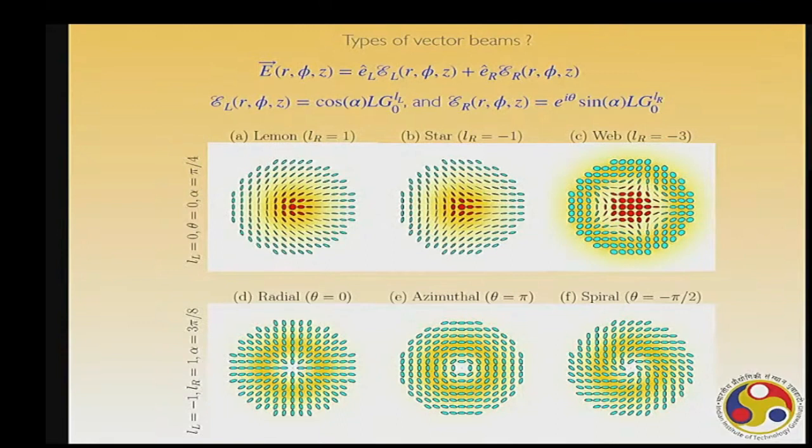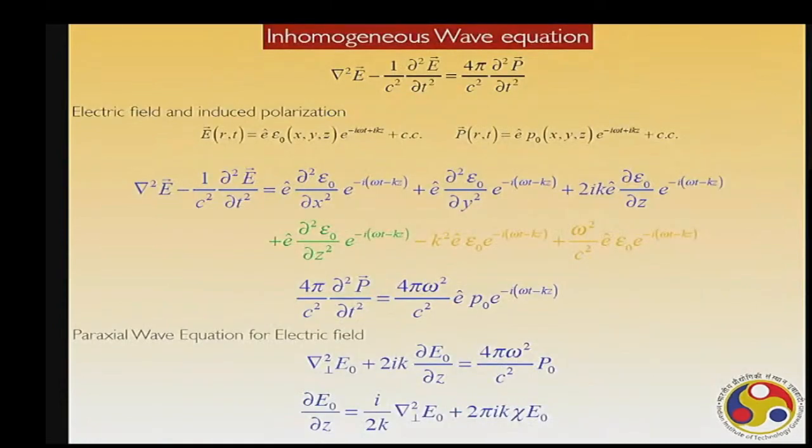So now we are going to include the medium, because whatever we have done earlier is in free space. In free space, we don't have any control on the radiation, but in the medium, we can change the medium property in such a way that we can control the beam.